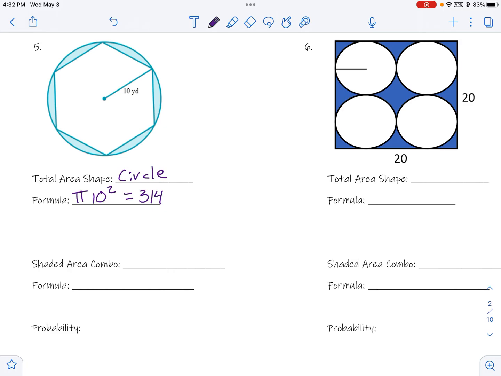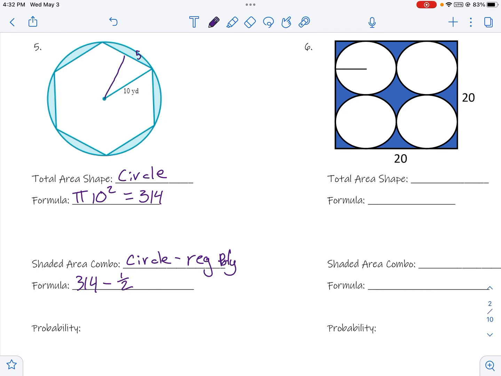Shaded area combo. So this, again, is outside shape minus inside shape because we're trying not to hit the shape that's on the inside. So we have to subtract. So my outside shape is a circle, which was 314. I guess I can write circle. Minus. Do we know the shape on the inside? That is your regular polygon. So my circle, we said, was 314. I'm subtracting off my regular polygon, which is 1/2 PA. I'll have to do a little bit of extra work up here. I'll do my triangle right there.